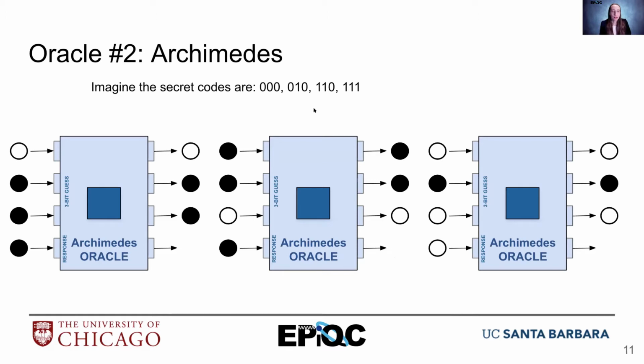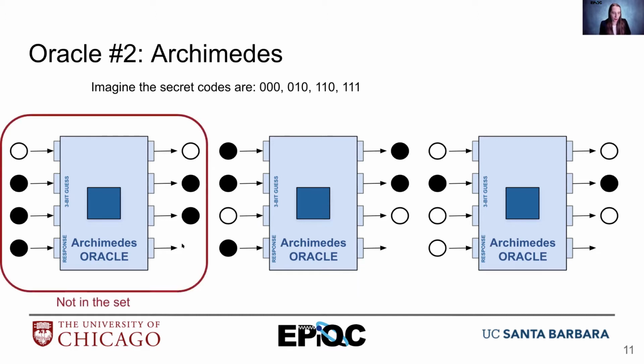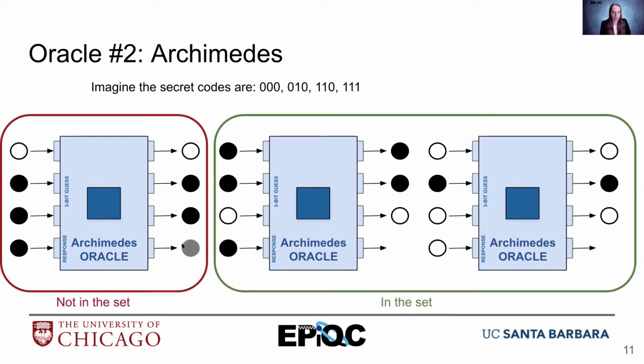Okay. So imagine that there are 4 secret codes, 000, 010, 110, and 111. So 011 is not one of the secret codes, and so it will not flip its response. 110 and 010 are in the set, and so for each of these, regardless of whether I start out with a black or a white, when I give it one of these, it will flip the response. Okay. So that is how the Oracle works.